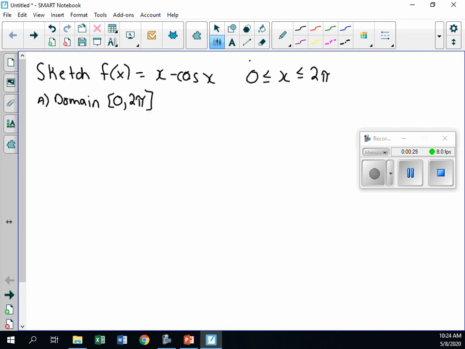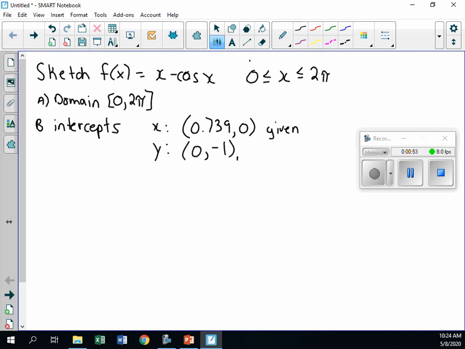Our intercepts. Our x-intercept will be given because it's a weird one. If it's ever a non-calculator type of question, or like you can't do it algebraically, it will always be given. But this one we could just plug in. Okay, then we have symmetry. There's none by plugging in negative x.